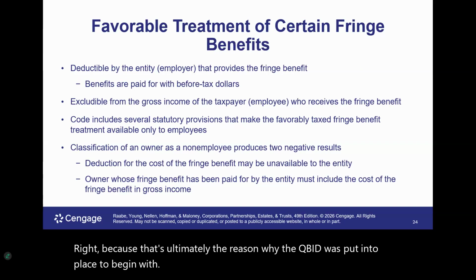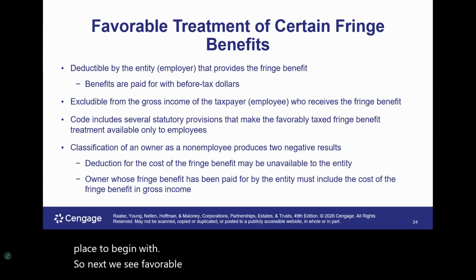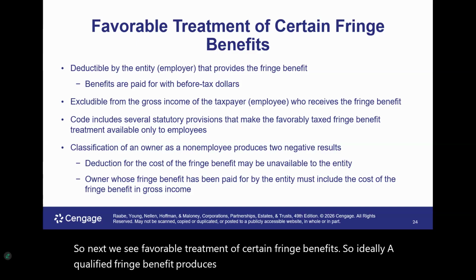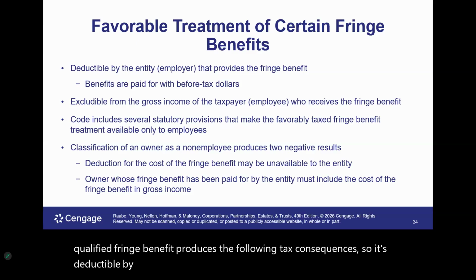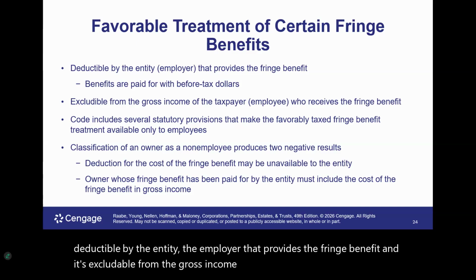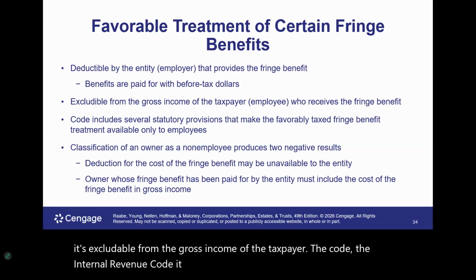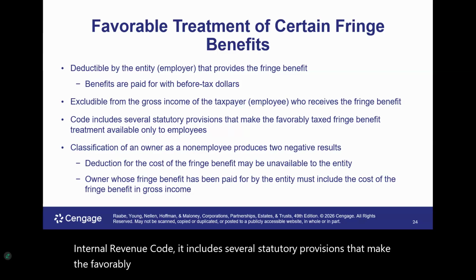So next we see favorable treatment of certain fringe benefits. So ideally, a qualified fringe benefit produces the following tax consequences. It's deductible by the entity, the employer that provides the fringe benefit, and it's excludable from the gross income of the taxpayer. The Internal Revenue Code includes several statutory provisions that make the favorable tax fringe benefit treatment available only to employees.